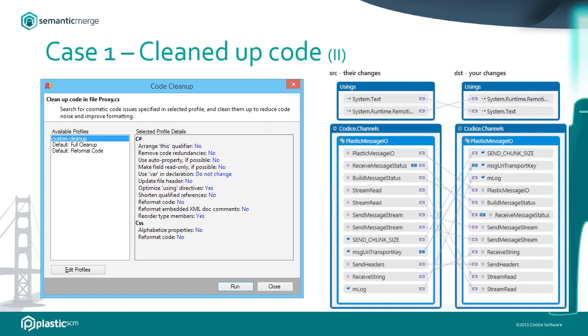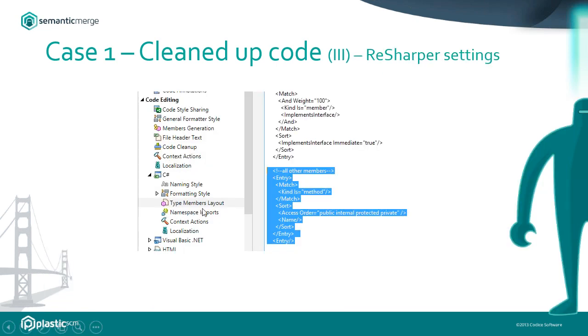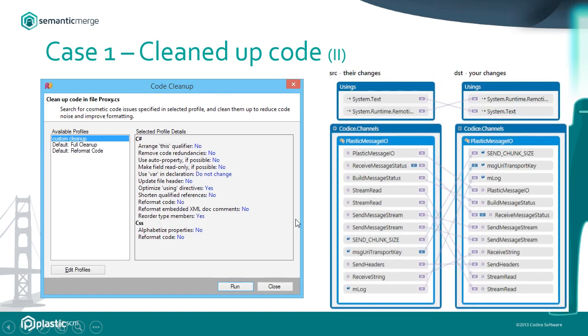What I'm going to do is I have a custom code cleanup set up in my ReSharper. So basically, I'll be doing something very simple. I will just be reordering the type members. In fact, I just set up my type members layout in a custom way. So I sort the methods first by access order, public, then internal, then protected, and private, and also by name. So when I do that to my code, you'll see something like this. Basically, what you are going to see here is that all the methods are reordered.